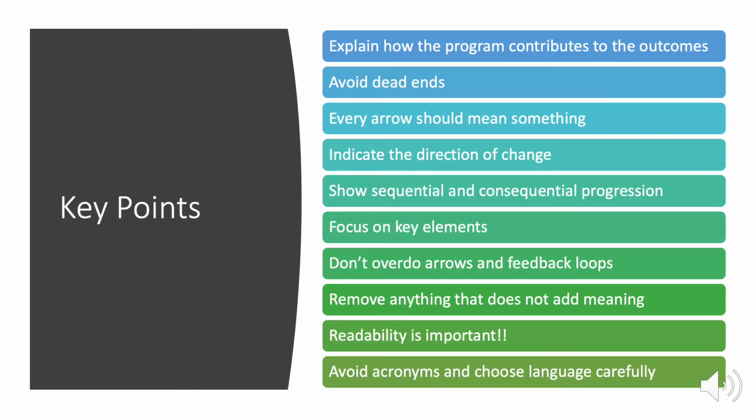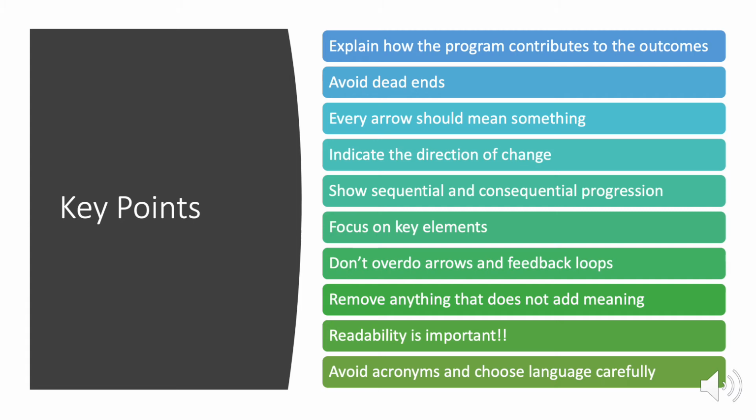So some key points to remember in developing a logic model is that the model has to explain how the program contributes to the desired outcomes. There has to be a flow. The cause has to be apparent. You should avoid dead ends, so you should not have activities that don't lead to anything and don't contribute to the outcomes in some way. Along those lines, every arrow or connector in your model should mean something. You don't just have boxes connected for no good reason.